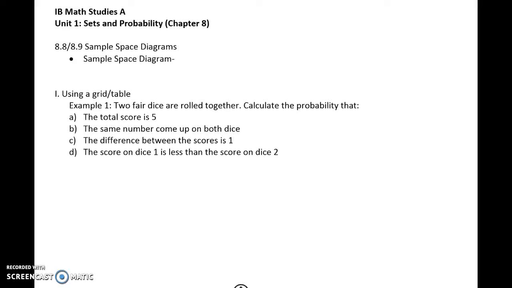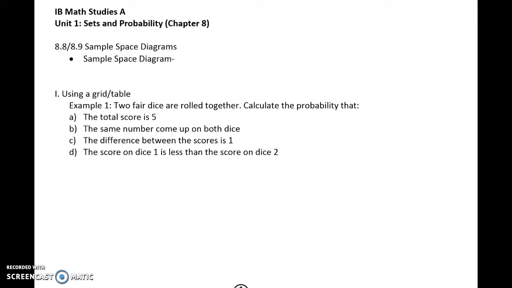So the last thing we're going to go over in probability is how to use a sample space diagram to find probabilities. So we're going to look at a couple different ones. In the video, we're going to talk about a grid or a table. And then in class, we will talk about the tree diagram. So first, what is a sample space diagram?